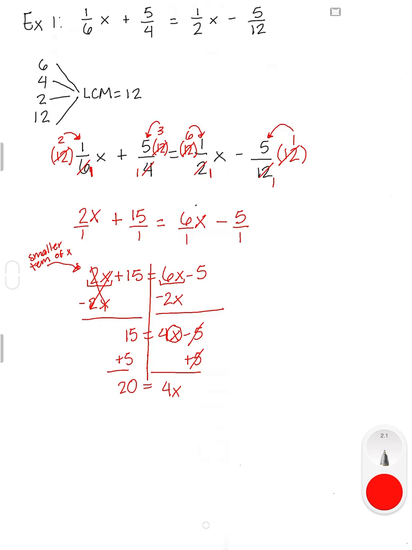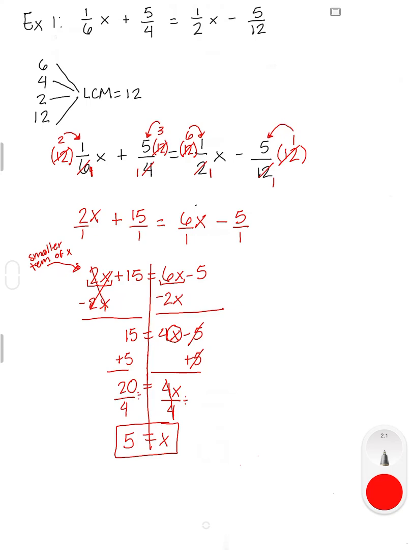And 4, right, it's multiplying x, so we divide by 4. So 4 divided by 4 gives you 1, so this is 1x equals 20 divided by 4, which is 5. So x equals 5, and we have solved our equation.